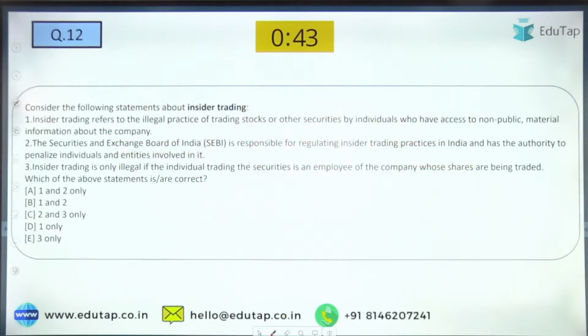Now let us move on to question number 12, which is regarding insider trading. So tell me about insider trading. Question number 12 regarding insider trading. Yes, Vijay, very good. You had given the correct answer.